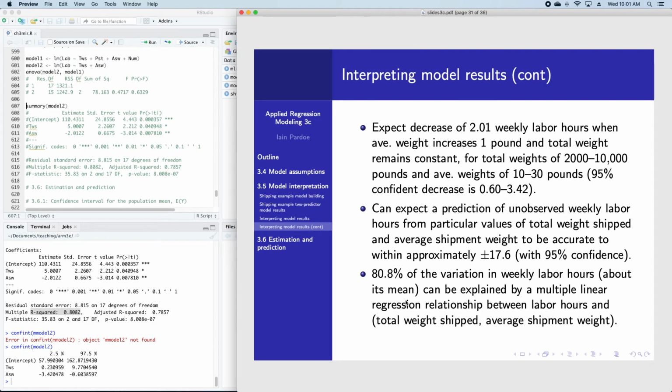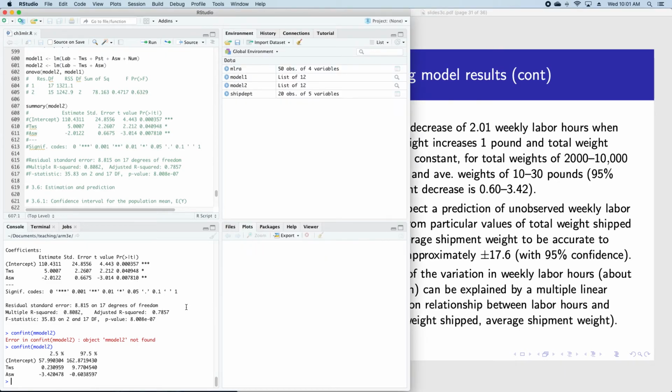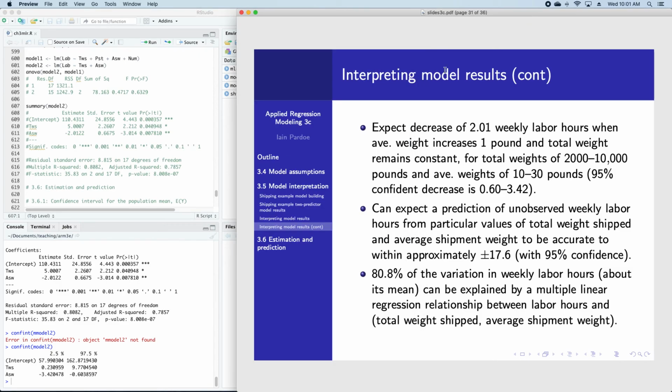Okay, so that's an example of interpreting some of the output in a multiple linear regression model. I've focused on the numbers that are most relevant in the context of this course. In the next video, I'm going to think about, okay, now we've got our model, we've evaluated its fit, we've assessed the assumptions, we've interpreted it, how do we use the model to estimate the expected value of y or predict an individual value of y?